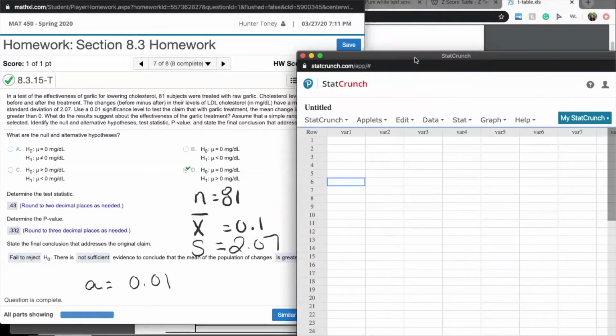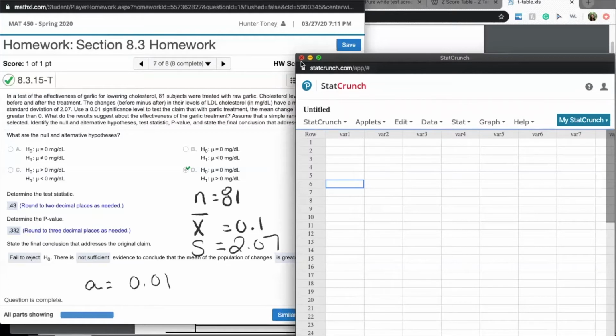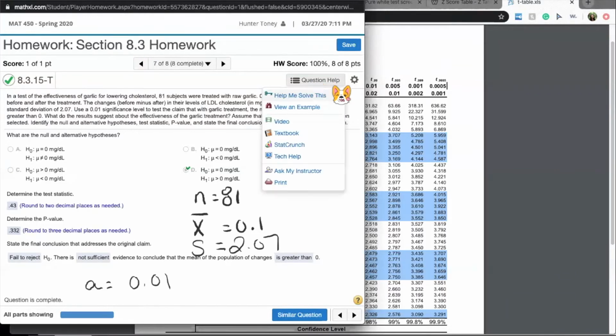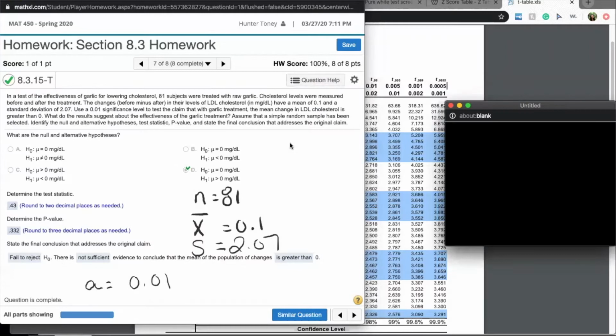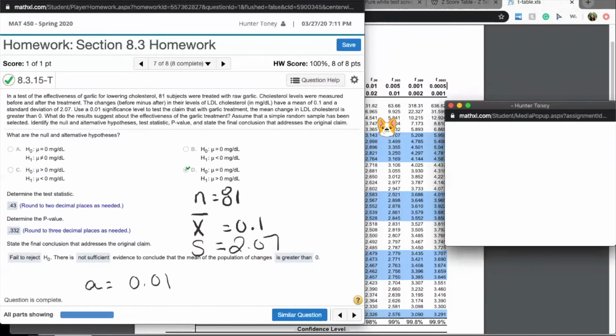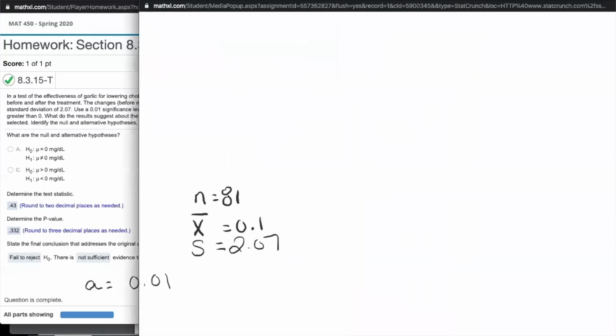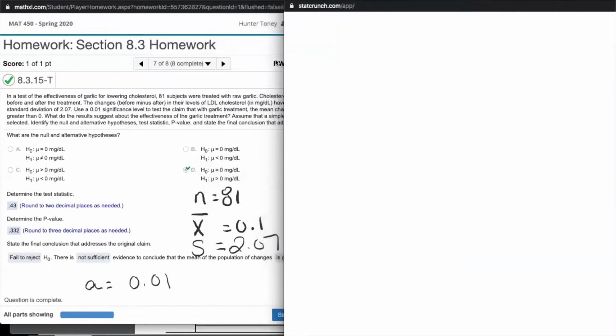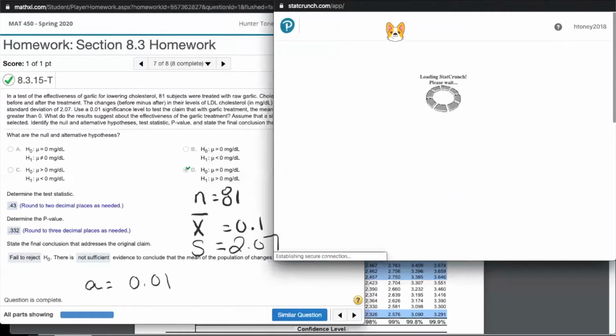I've already opened StatCrunch, so let me close out of that. So remember that anytime you need to use StatCrunch, you can go into question help, and StatCrunch will be listed here for you. So once that opens up, I'll just smooth this over a little bit, hopefully. And it's going to take forever to load.